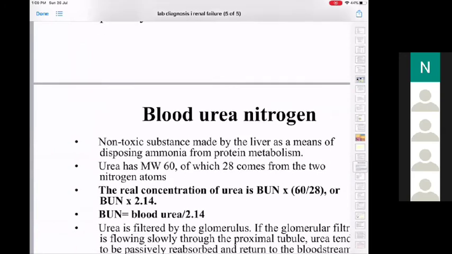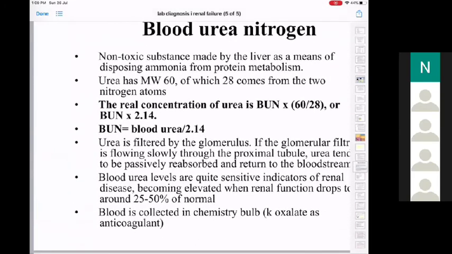The other test is blood urea nitrogen, or BUN. Urea is a non-toxic substance made by the liver as a means of disposing of ammonia. Ammonia is a toxic substance, but urea is non-toxic. It comes from protein metabolism. Urea has a molecular weight of 60, of which 28 comes from 2 nitrogen atoms. The molecular formula of urea is NH2-CO-NH2. The real concentration of urea is BUN times 60 upon 28.